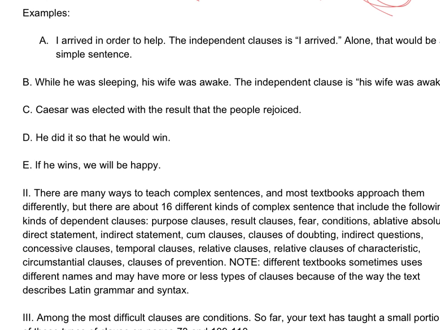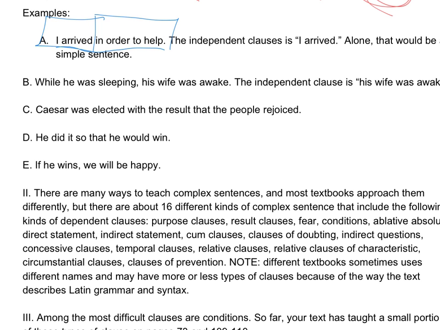The first one says, I arrived in order to help. The independent clause is simply, I arrived. That would be a simple sentence in and of itself, I arrived. Then you have this other clause that says, in order that I could help, for example. I could extend that to a more elaborate example.